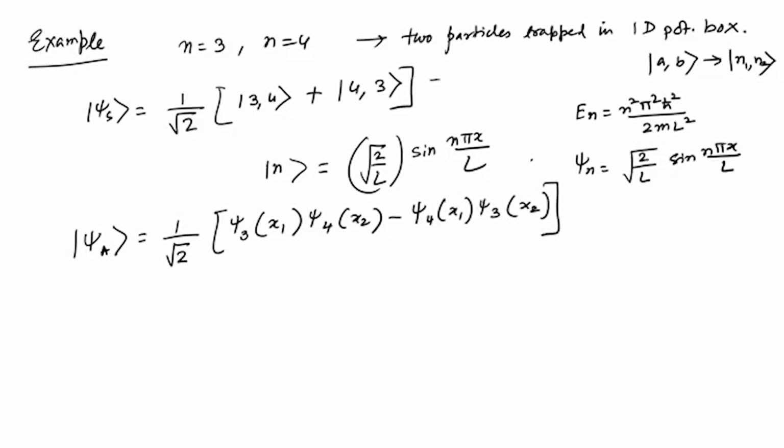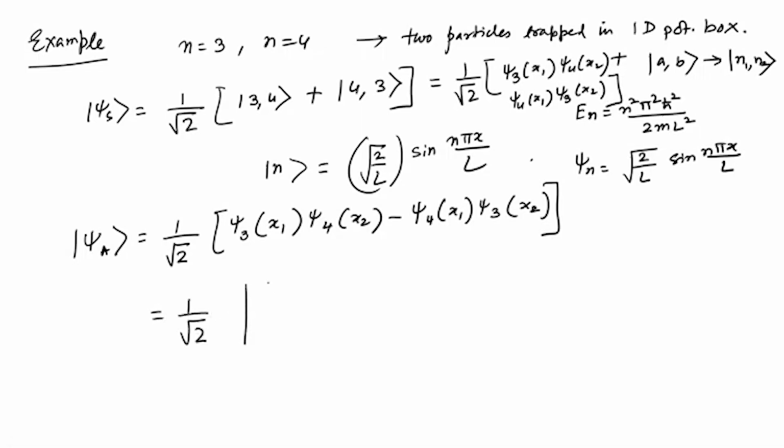So, this is the antisymmetric combination. We can write this as well as the symmetric combination: psi 3 x1 psi 4 x2 plus psi 4 x1 multiplied by psi 3 x2. So, this is the symmetric and the antisymmetric, and very nicely this antisymmetric part can be written as a matrix, or rather a determinant.